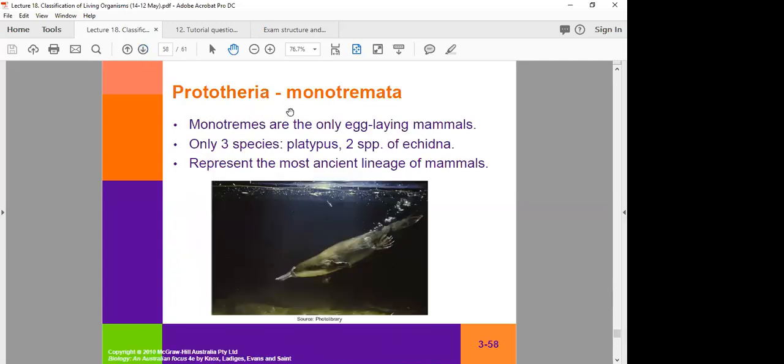Here we have our monotremes, the only egg-laying mammals. This group is represented by only 3 species, the platypus, which I drew very nicely before. Thank you once again, Liz. And 2 species of echidna. And the monotremes represent the most ancient lineage of mammals.